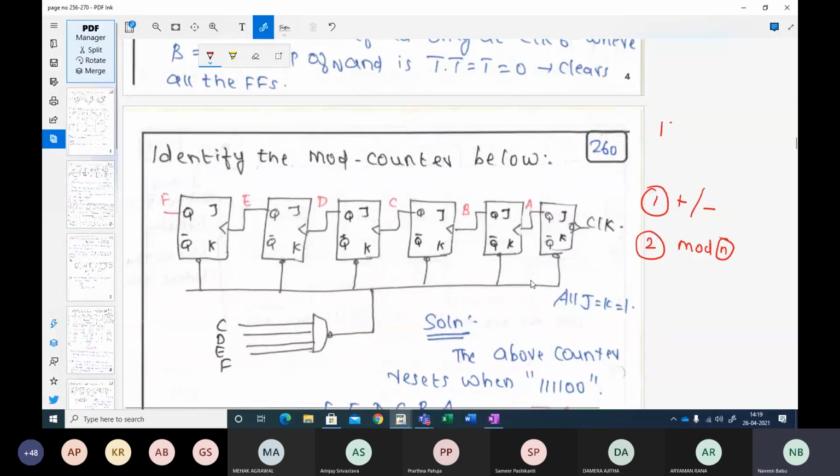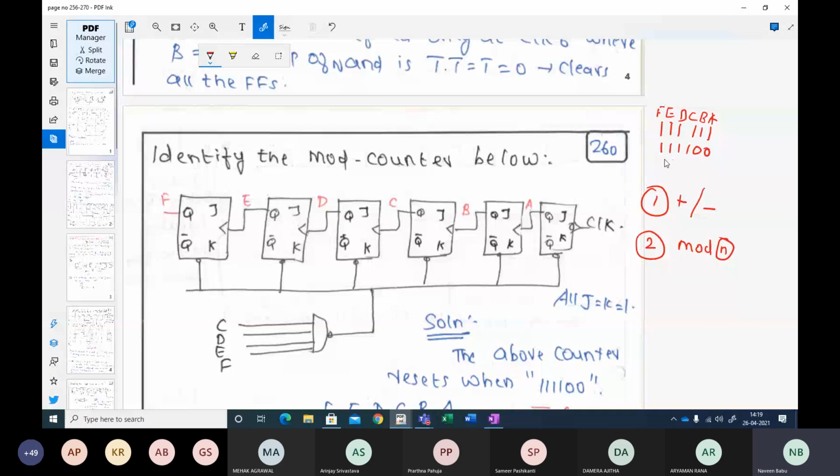Okay. All right. So what is the maximum counting sequence that I can have? A, B, C, D, E, F. So 1, 2, 3, 4, 5, 6. Right. So this is the maximum counting sequence I can have. But at the same time, I'm resetting. When am I resetting? Whenever I'm getting the C output connected here, D output connected here. So let me assume that this is F, E, D, C, B, A. So whenever I'm getting C, D, E, F to be 1, I will reset.